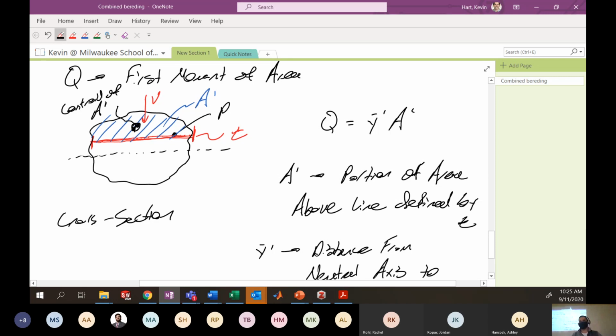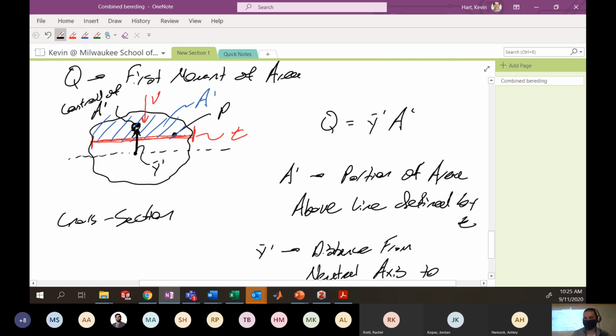And so the distance from the neutral axis to that particular centroid is the value y bar. So here's my neutral axis, and the distance to that centroid is the variable y bar prime.